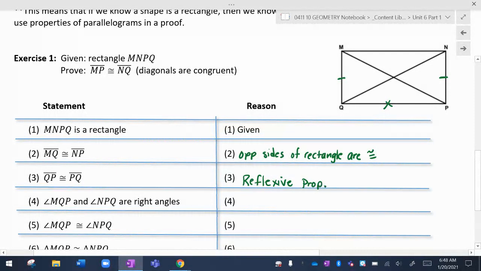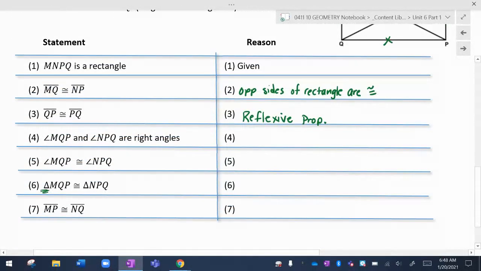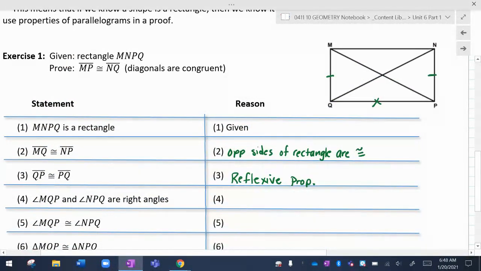All right, that seems okay. And now if I look at this, I'm wondering if I'm headed toward a triangle proof, which it looks like I am. I've only used 3 sides so far. So you know what I'm using? I'm using this triangle right here, MQP, and this triangle over here, NPQ. I'm using overlapping triangles, and that's why I need a reflexive side.